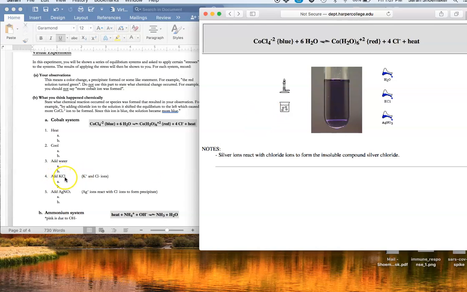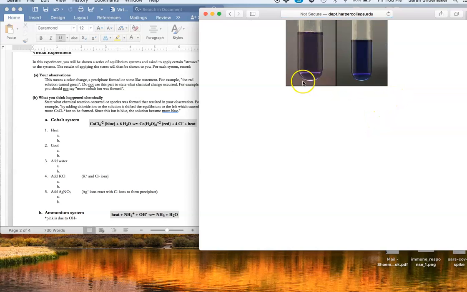And add potassium chloride. So here's the potassium chloride. We're going to add this. And that turns it more blue. It went from violet to blue. So that's what we'd write in part A for our observation.